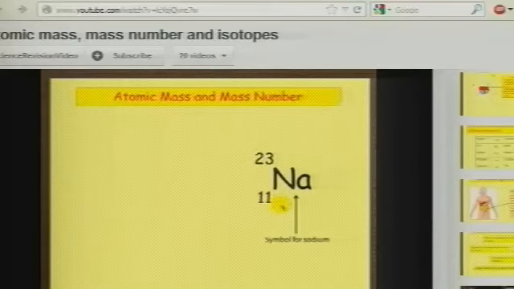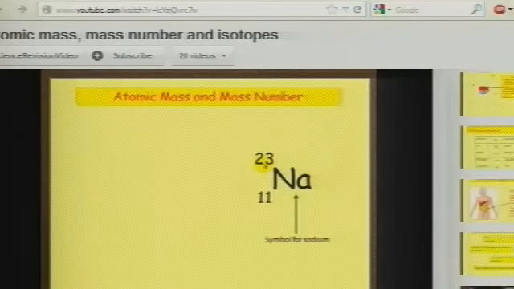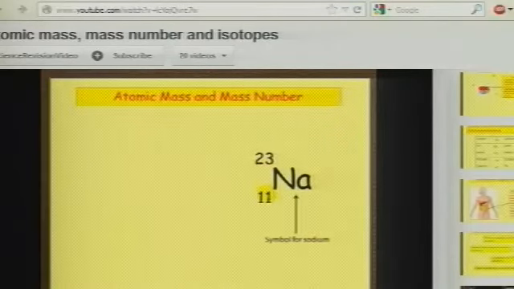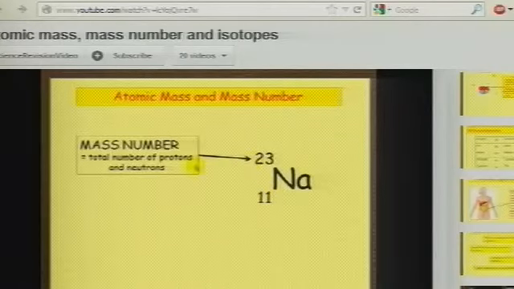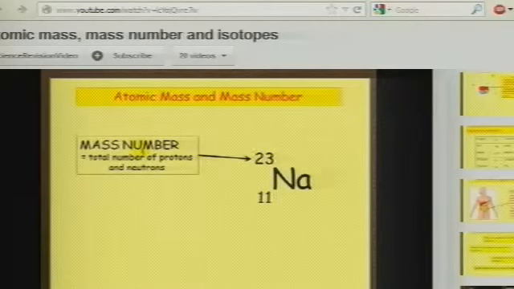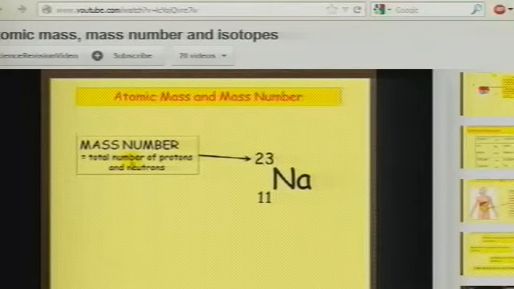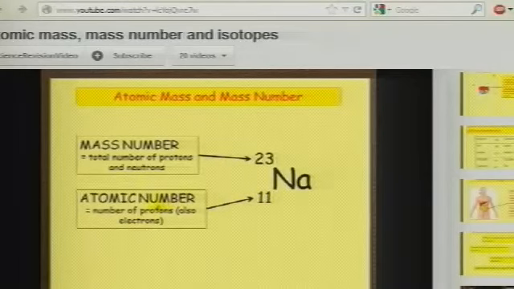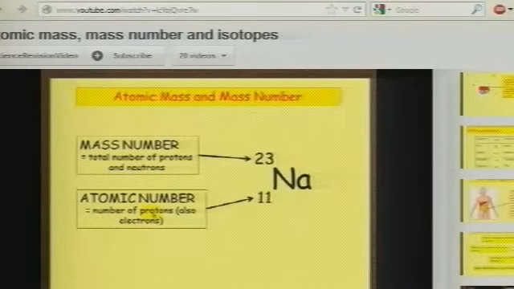Now there are always two numbers attached to these. There's a big one, like 23 here, and 11 here. Now what are they? Well, first of all, the 23 is the mass number, and this tells us the total number of protons and neutrons. Down here we've got the atomic number, and this is the number of protons. It also tells us how many electrons there are as well, which we'll come to in a second.